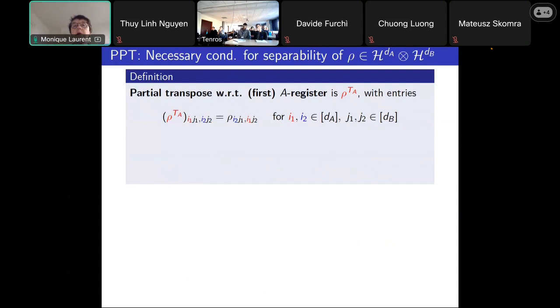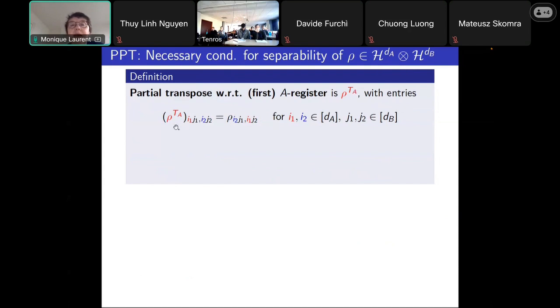But in general, we need more conditions for that. So, a necessary condition for separability, which has been long known in the literature, is the so-called PPT, which stands for positive partial transpose. So remember, our rho is acting on a tensor product of two spaces.